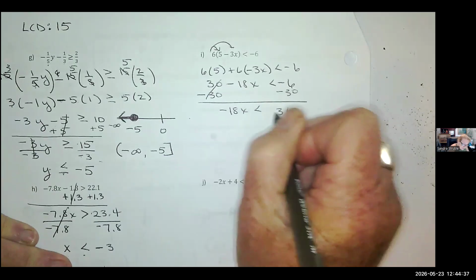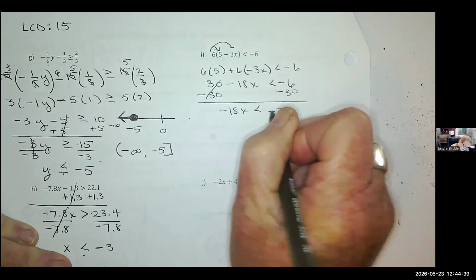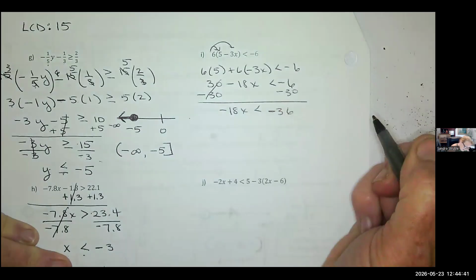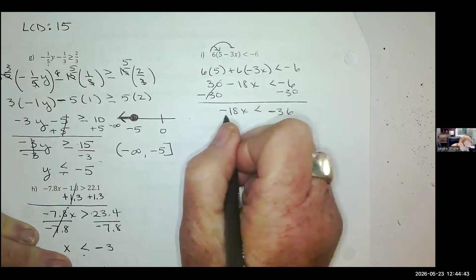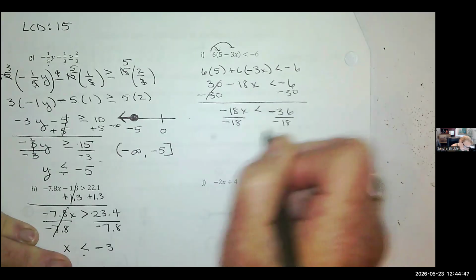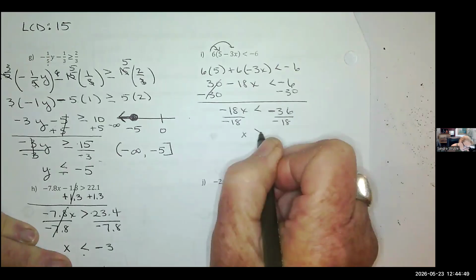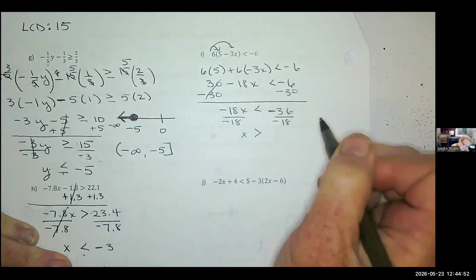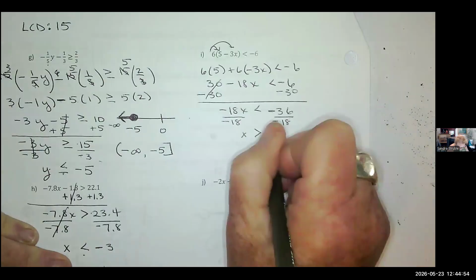Use your calculator, if you would like. All right, the next part, we're going to solve for x by dividing both sides by -18. This becomes a greater than, because we're dividing by a negative. 36 divided by 18 is 2. I'm sorry, negative divided by negative is a positive.